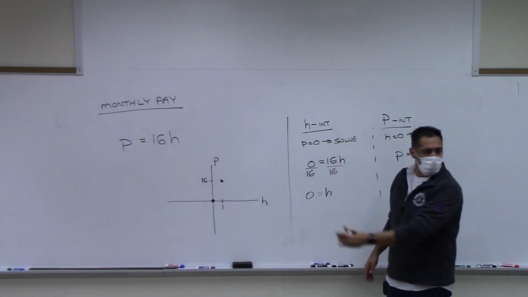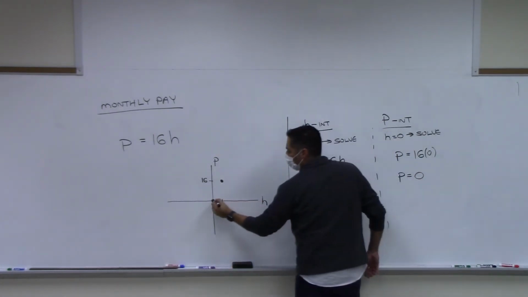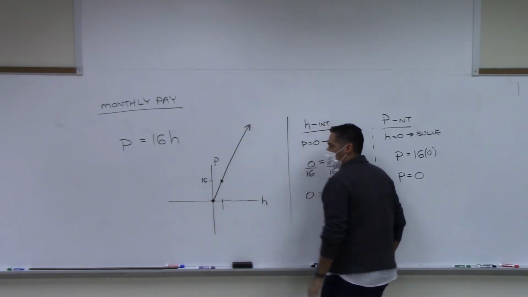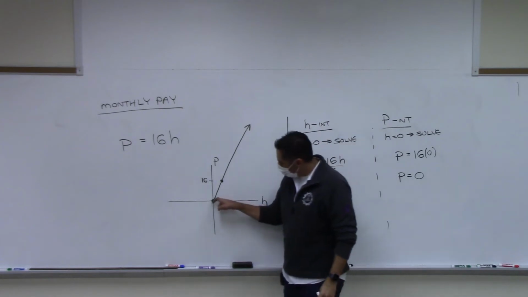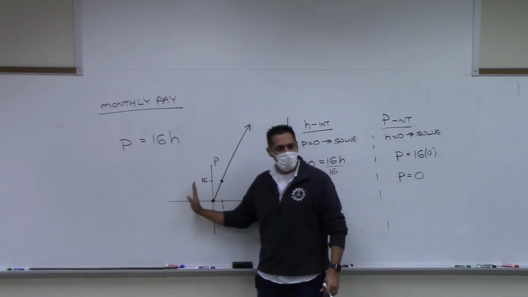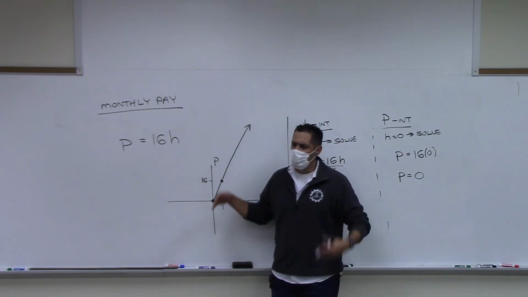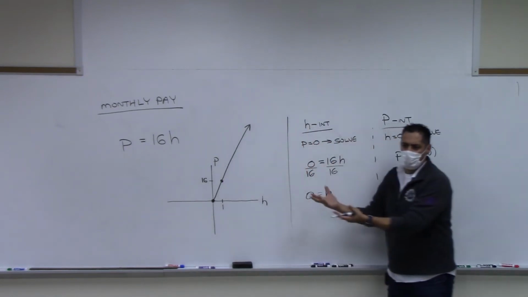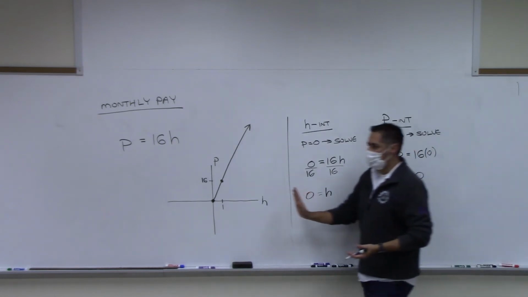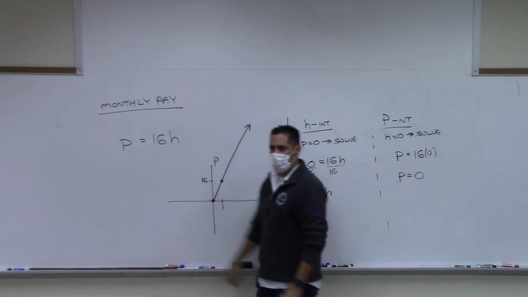So I could draw a line. Now watch when I draw this line, watch what I do. Why did I not draw the line over here? Yeah, you can't, this over here would mean you have negative hours, right? And in this context of a word problem, you're not going to have negative hours. So it makes no sense to draw over here.